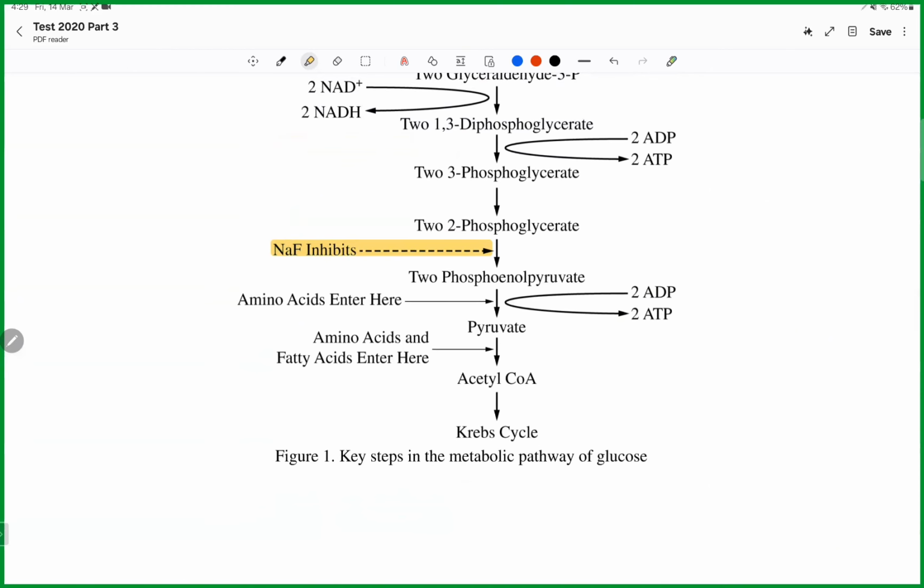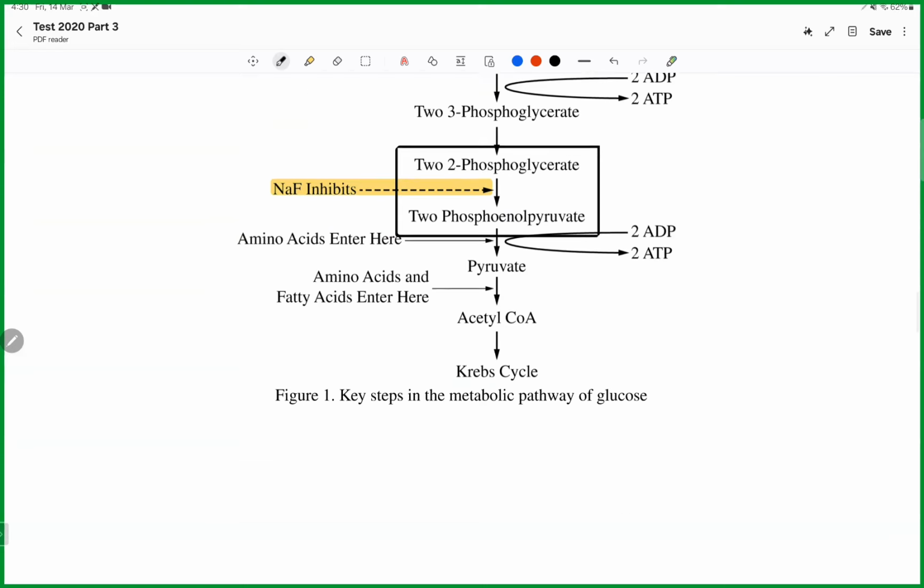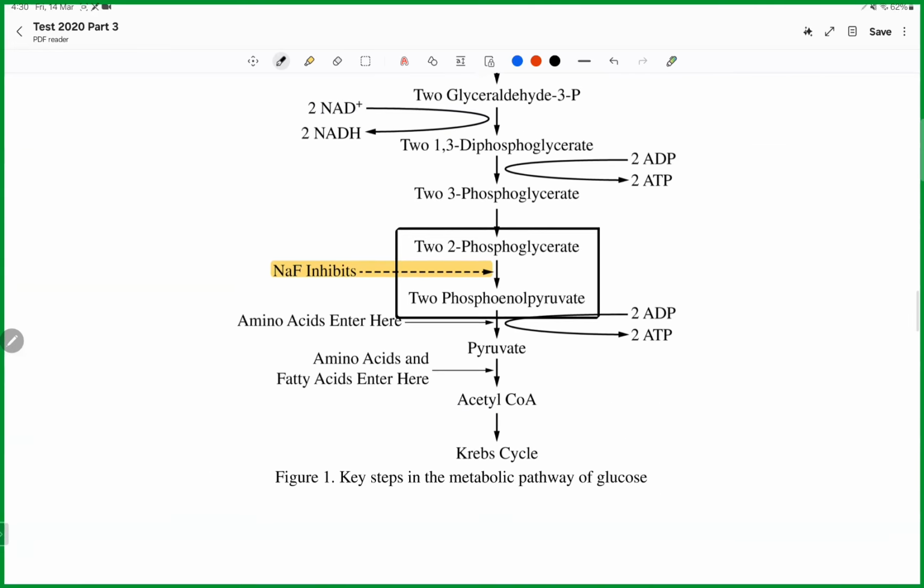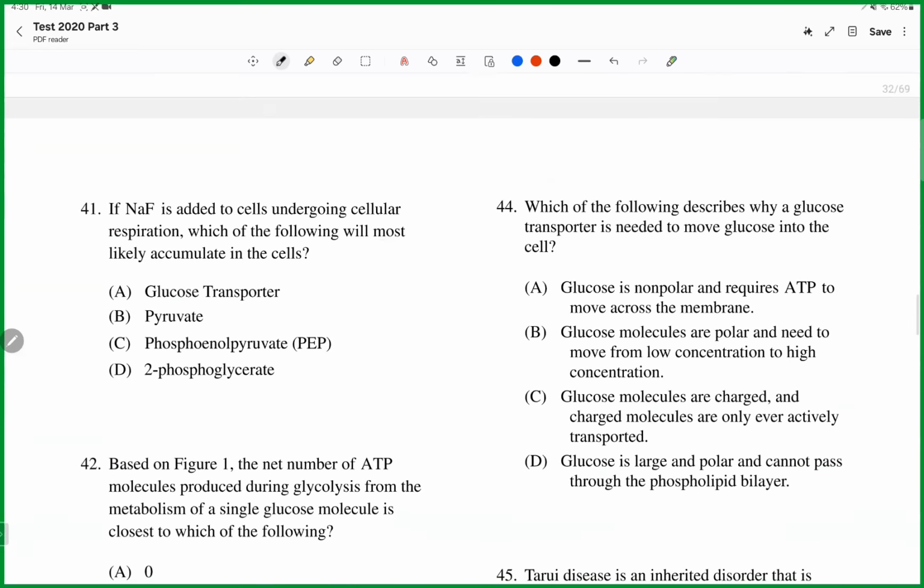Okay, NAF inhibits this step. No, I skipped the graph to see what they ask about it. Back to the graph. So if NAF inhibits this step, can the 2-phosphoglycerate become 2-phosphoenolpyruvate? No. Yeah, you're right. So this one's going to accumulate.